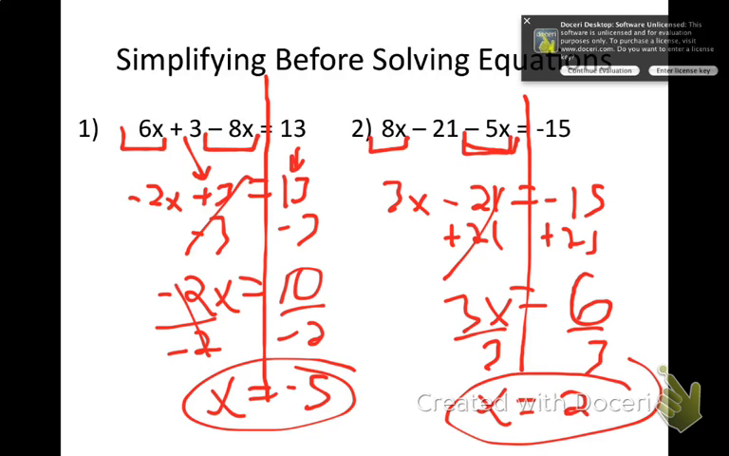And then last step, what can I always do if I wanted to check my answer? Plug it in. I can take this answer and plug it right back in for x there and check to see if my left side equals my right side.